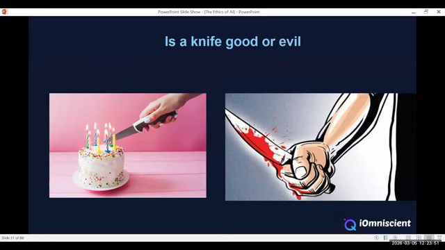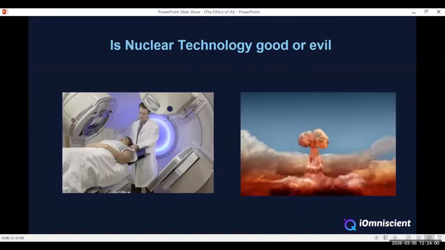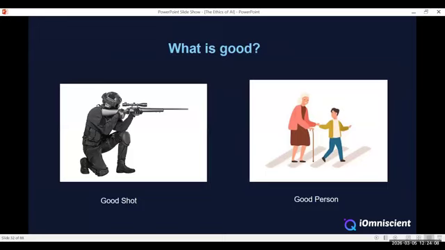You can use a knife. A knife is a technology evolved by humans. No other animal has it. So it can be used to cut a birthday cake. It can be used to kill someone. Similarly, with nuclear technology, it can be used to cure cancer, to treat cancer. It can be used to make a bomb. So all technologies have this issue.